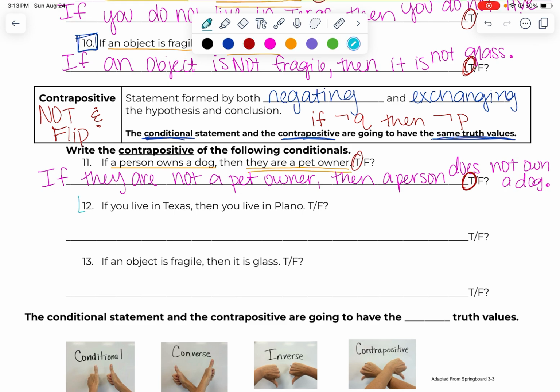All right, I want you to try number 12. All right, underline the hypothesis once, the conclusion twice. We have already determined this statement was false. So if we need to add the word not to the conclusion, you do not live in Plano.